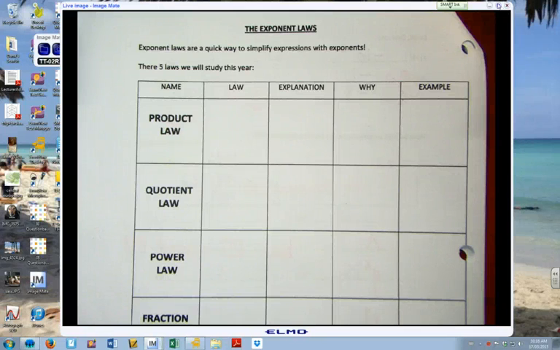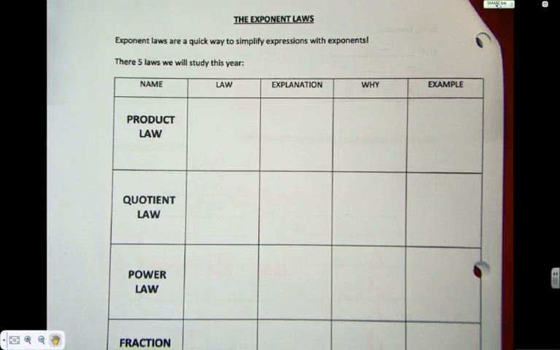Then we'll do power fraction, and then we'll get to the zero law in a second. Again, there's two other laws you won't meet till next year. So if someone talks about the seven exponent laws, you're like, wait, we learned five. That's why, because you'll learn the other two next year.